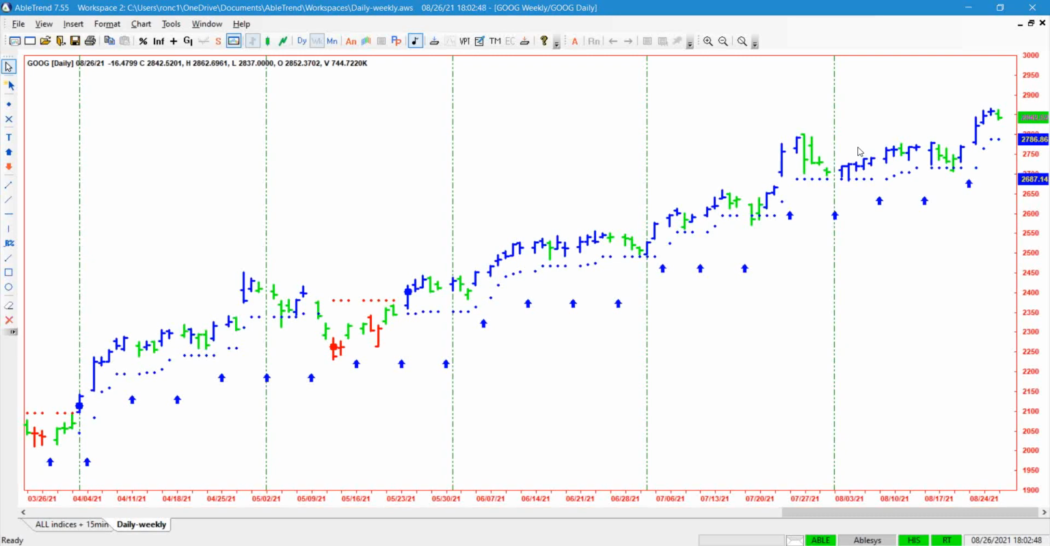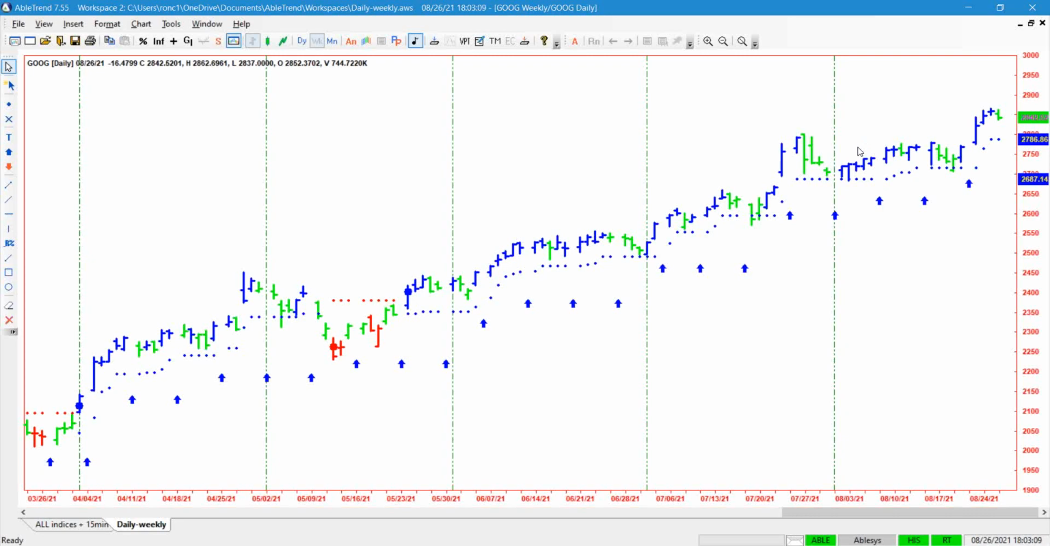Hi everyone, Ron here at AbleSys. Be glad to show you the right way to use the software. We'll take a look at the recent signals. We always combine multiple time frames in one chart. That's what makes it work so well, so consistently for such a long time. And I think you're gonna really like what you see here.